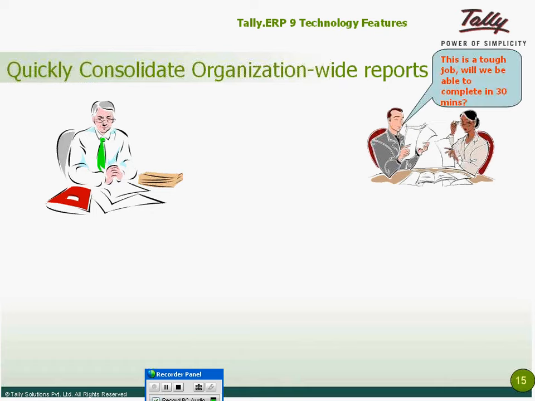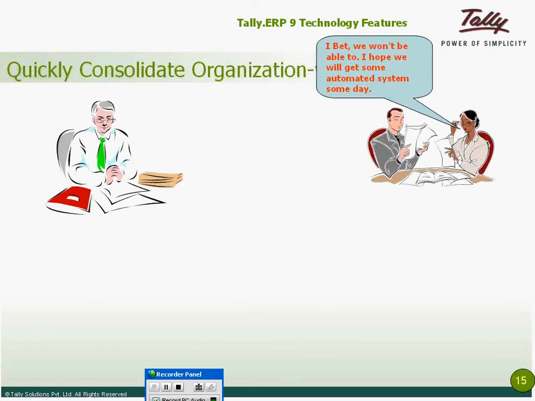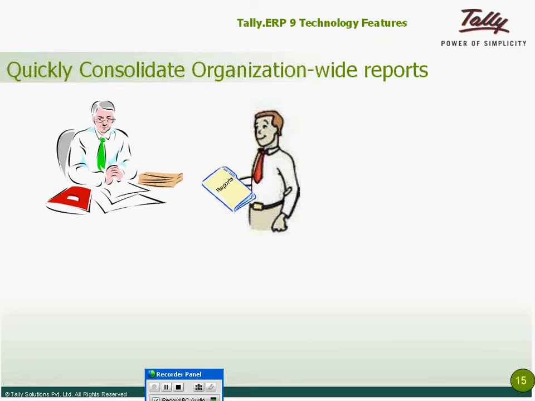Here the male partner says, this is a tough job. Will we be able to complete this in 30 minutes? And the female staff agrees. I bet we won't be able to do it. I hope we will get some automated system someday. But look at Mr. Sunil. He is ready with all the reports.